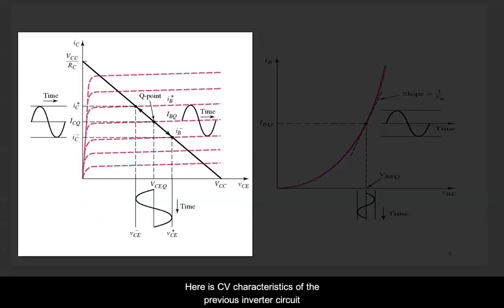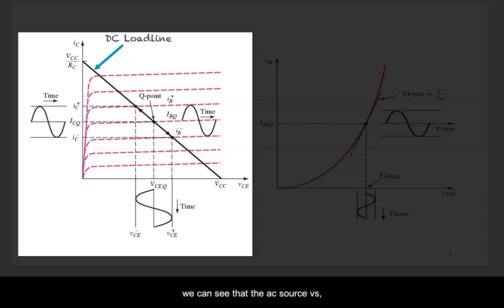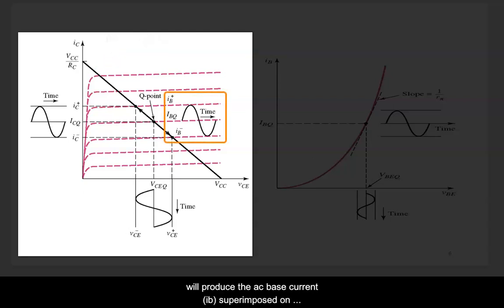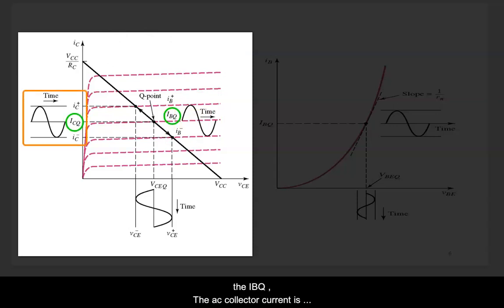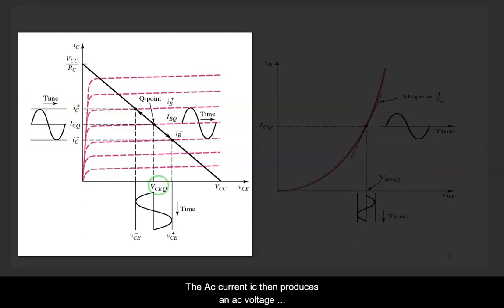Here is the current voltage characteristic of the previous inverter circuit. We can see that the AC source Vs will produce the AC base current ib superimposed on the IBQ, and the AC collector current ic is superimposed on the ICQ. The AC current ic then produces an AC voltage across RC and induces the collector emitter AC voltage.